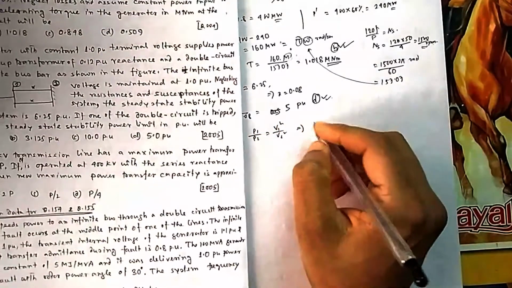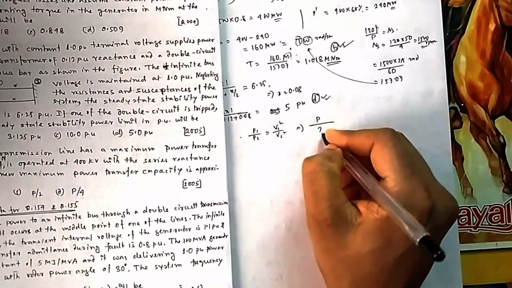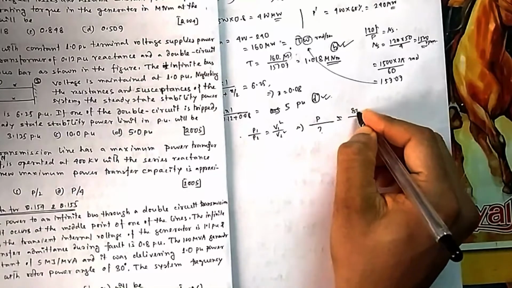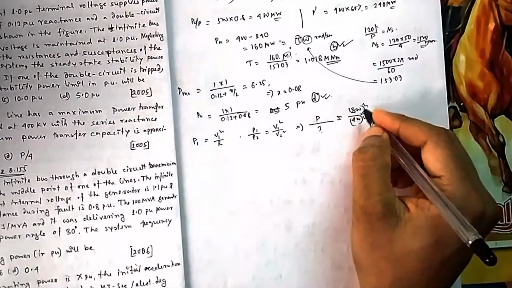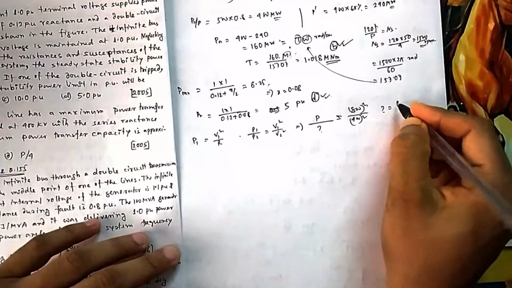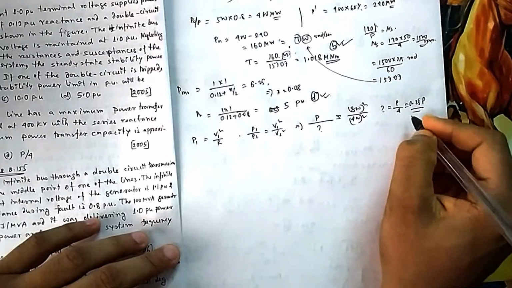So your P1 is given, initially it is P, this one you don't know, and this is given 800 square divided by 400 square. So it will be 4, so this one will be equal to P by 4, that is 0.25 P. So that is your option D.